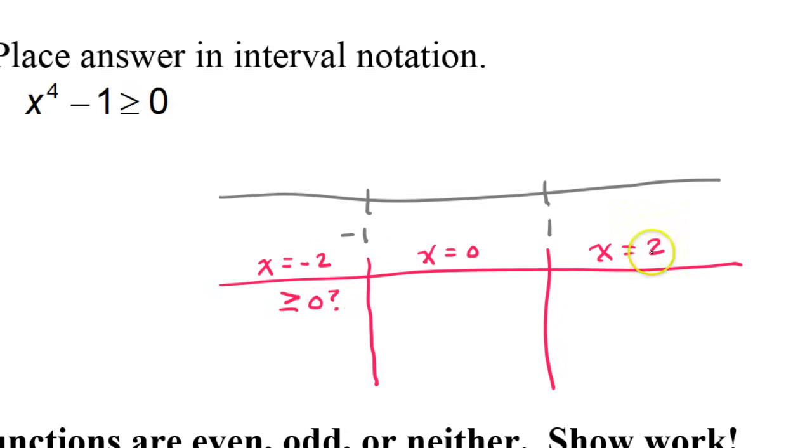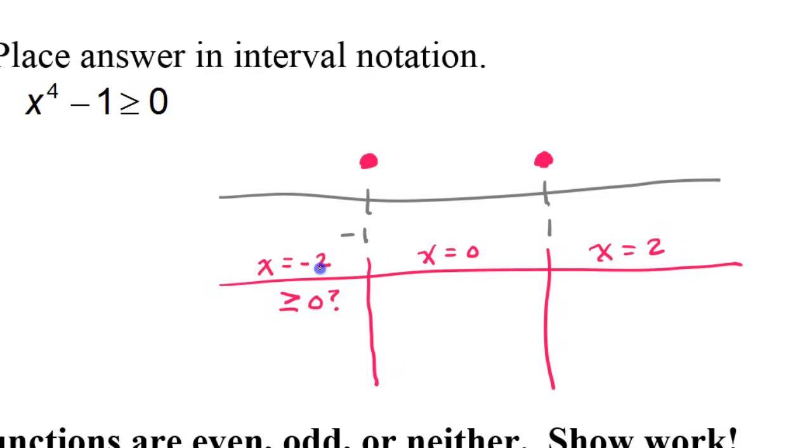Now, these are the zeros of the function. -1 and +1, these are the zeros of the function. So at -1, I already know that it's equal to 0. So I'm going to put a closed circle to include that in my solution set. And this as well, because that's where it's equal to 0. So now what about between the points?